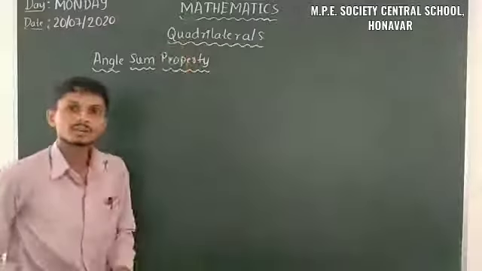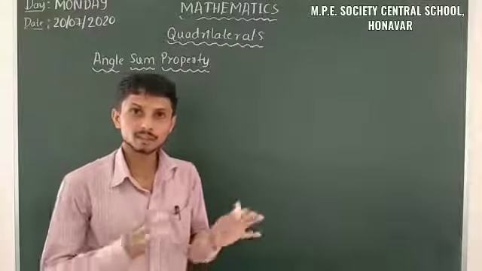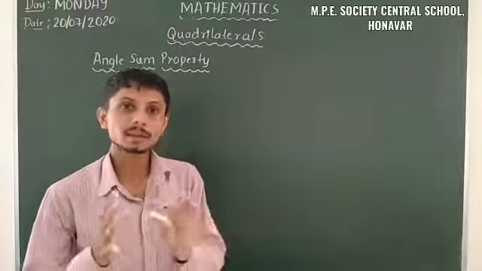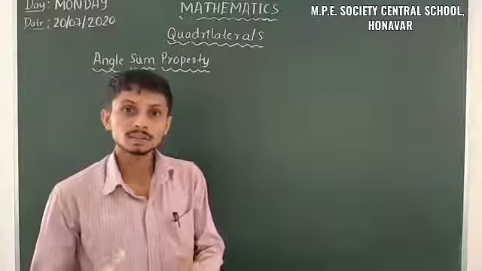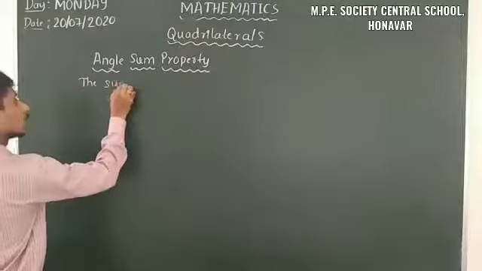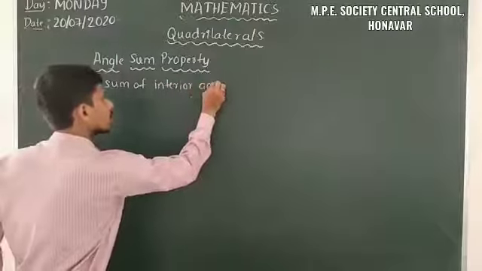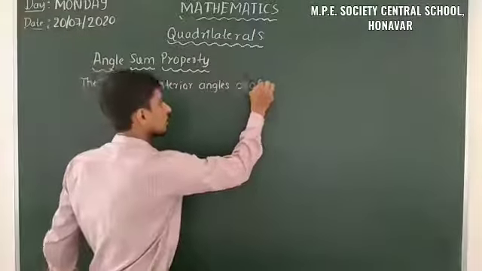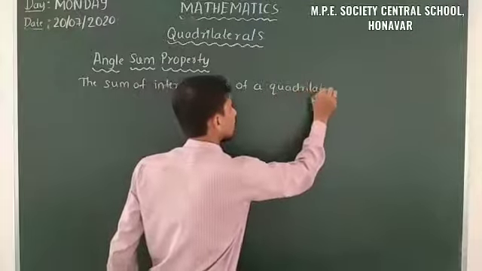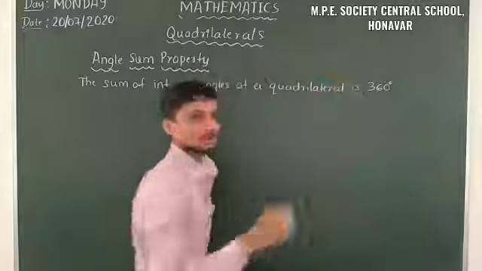Firstly I will take the sum of the interior angles of a quadrilateral. A quadrilateral means a polygon of 4 sides. The sum of the interior angles of a quadrilateral is 360 degrees. We have to prove that.